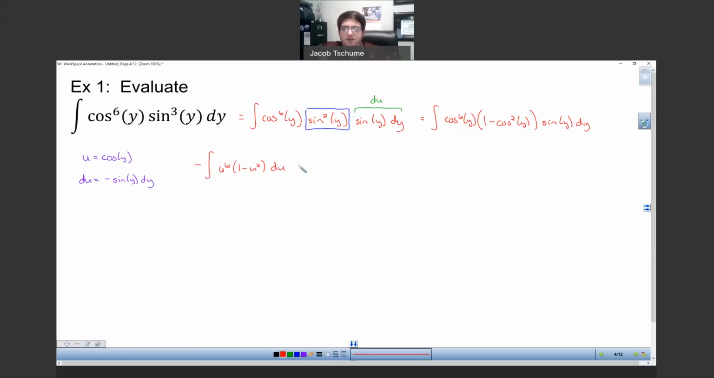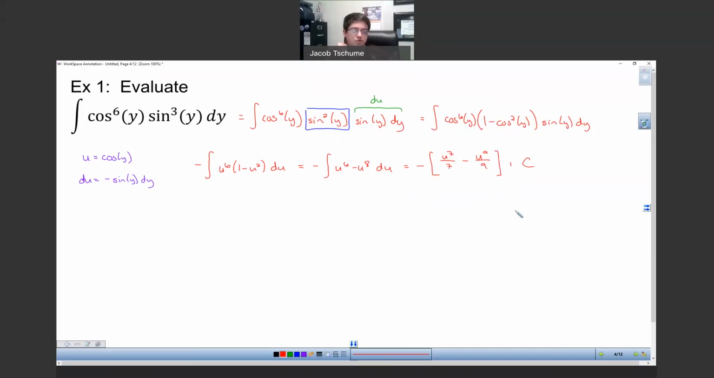All right, so let's multiply the u to the 6th through. So this would be u to the 6th minus u to the 8th du. We can now integrate both of those terms, which would be u to the 7th over 7 minus u to the 9th over 9 plus c.